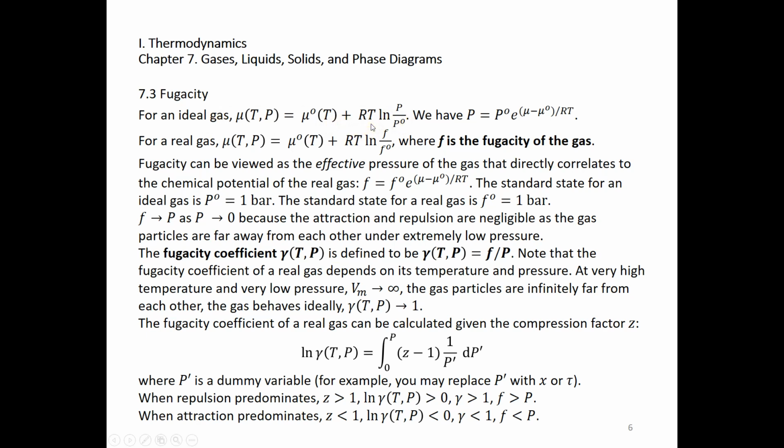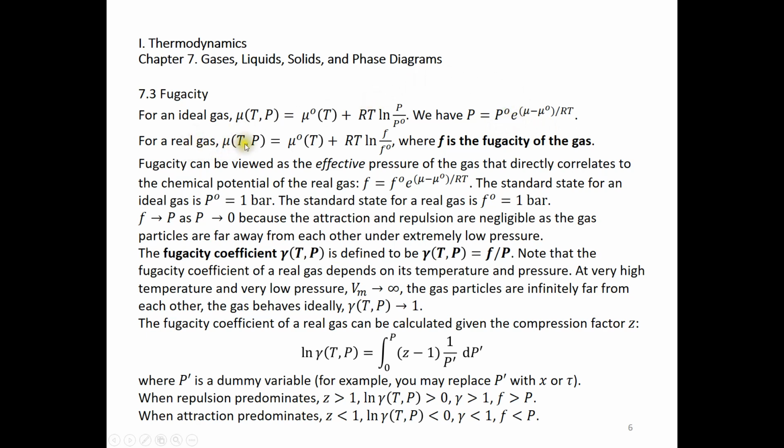And then the change in the molar Gibbs energy is RT times the natural logarithm of P final over P initial. Let's assume the initial state is 1 bar and the final pressure is P. Then this is the difference between the molar Gibbs energy of an ideal gas with pressure P and the molar Gibbs energy of an ideal gas with 1 bar pressure. And we have this equation. Also we can rewrite it: P is P naught times e to the power of mu minus mu naught over RT. So this equation originates from this equation.